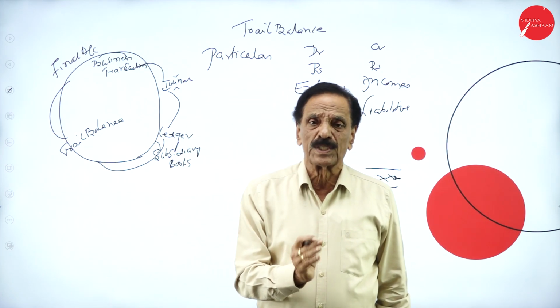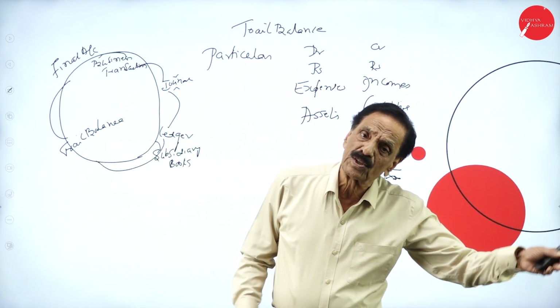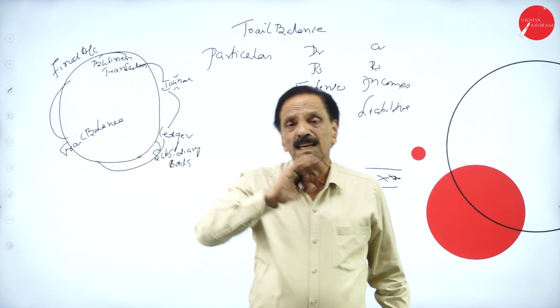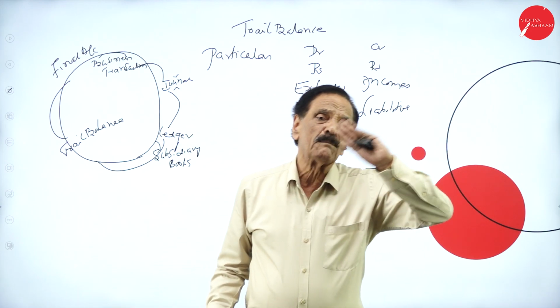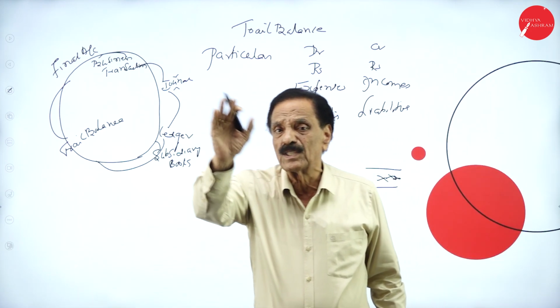What the personal account says: debit the receiver, credit the giver. What the real account says: debit what comes in, credit what goes out. What the nominal account says: debit all expenses and losses, credit all gains and income.